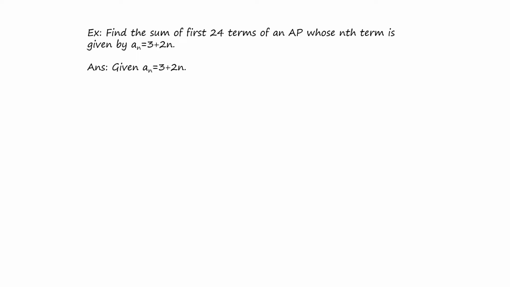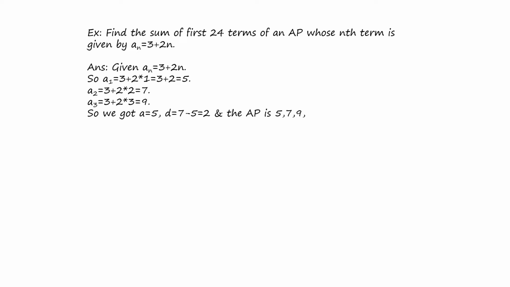Let's go for solving it. Given an equals 3 plus 2n, so a1 equals 3 plus 2 into 1, which is 3 plus 2 equals 5. Likewise a2 equals 7, a3 equals 9. So we got a equals 5, d equals 7 minus 5, which is 2, and the AP is 5, 7, 9 and so on. Since we got a and d and n is already given, we can find the sum of n terms.